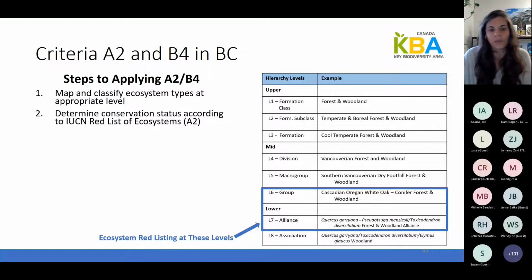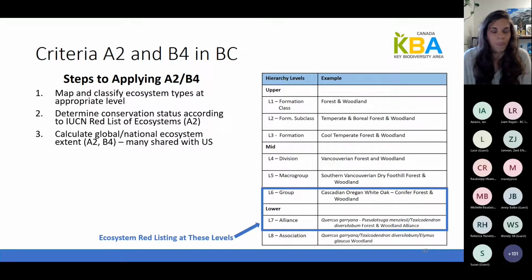So in order to determine the conservation status of an ecosystem according to the IUCN Red List of Ecosystems, we're looking to classify ecosystem areas or types in these two L6 and L7 levels. So the group level would be for most forests that we're considering, and then you can get a little bit more specific with non-forested ecosystems into the alliance level.